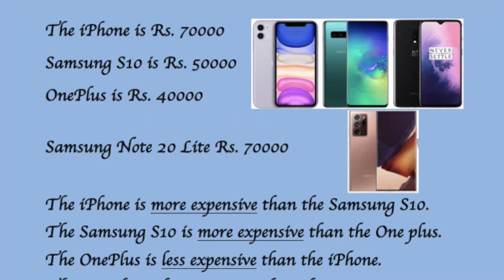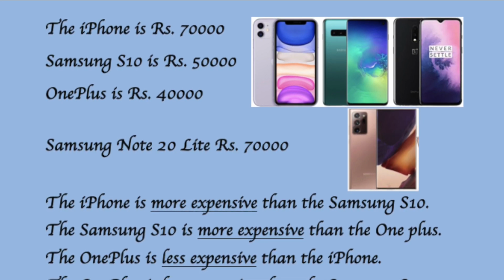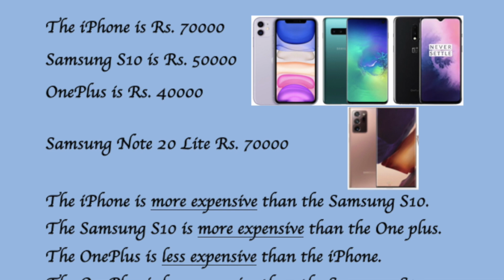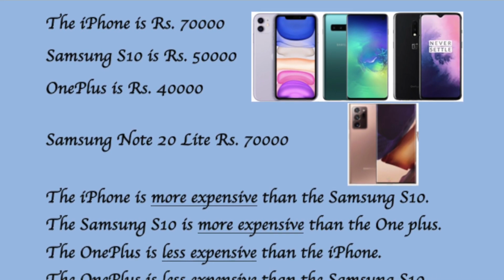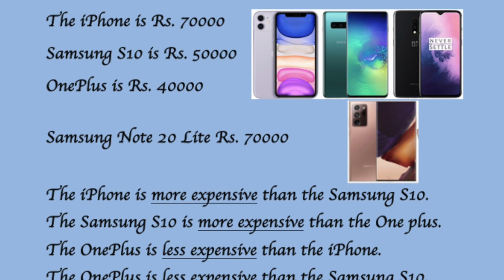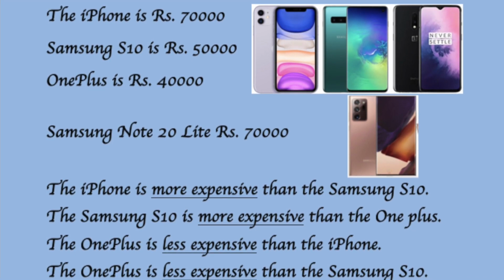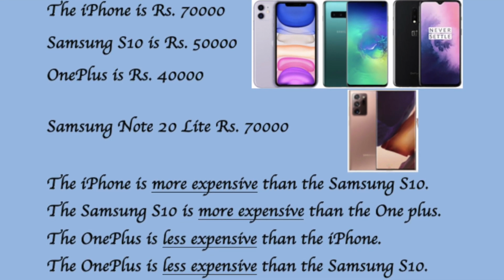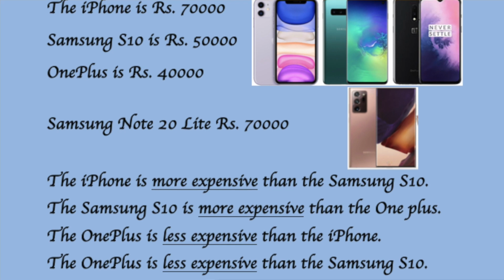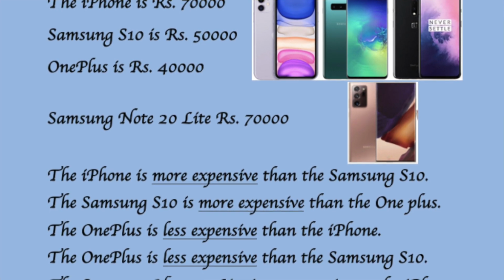Let me read. The iPhone is more expensive than the Samsung S10. The Samsung S10 is more expensive than the OnePlus. The OnePlus is less expensive than the iPhone. The OnePlus is less expensive than the Samsung S10. Okay, nice. Then the OnePlus is the least expensive of the three phones.